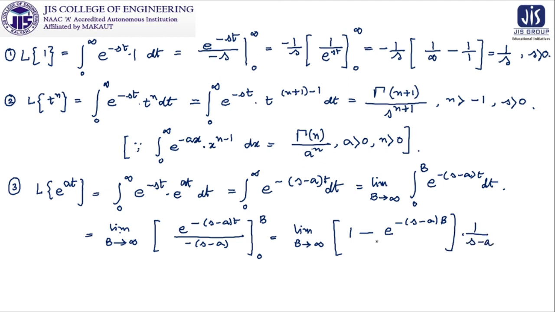So now this limit gives you the result as 1 by (s minus a), where obviously s is greater than a. So we got 3 results over here for the basic problems of Laplace transform. Laplace transform of 1, we got it as 1 by s. Then we got Laplace transform of t to the power n, and then we got Laplace transform of exponential function e to the power at.